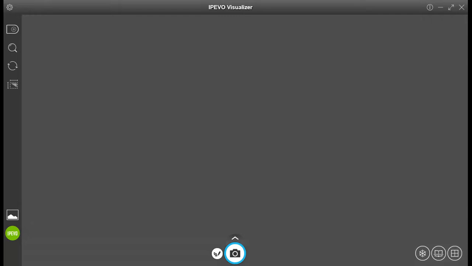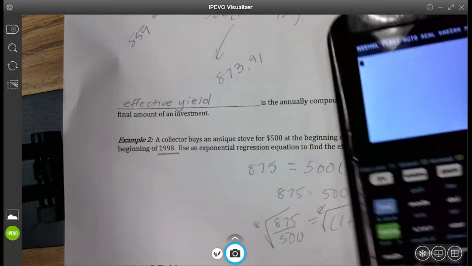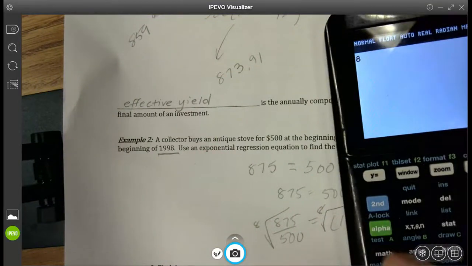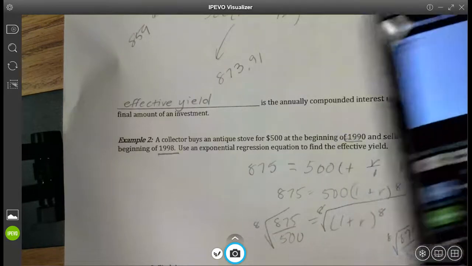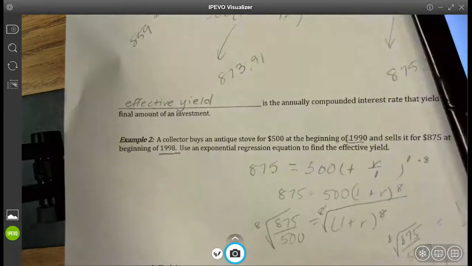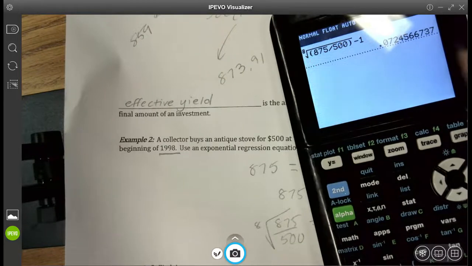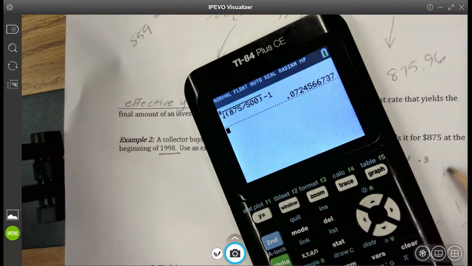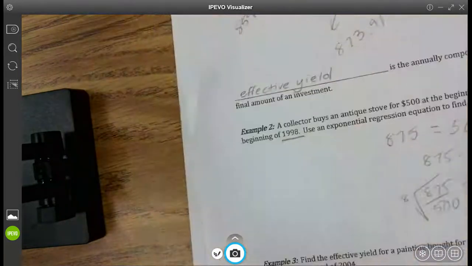And what would that be? So you're going to go ahead, use your calculator, and say, okay, go to 8 for the 8th root, math button, use that, then 875 divided by 500, and then minus 1. So that's 0.0724. That's about 7.25%.